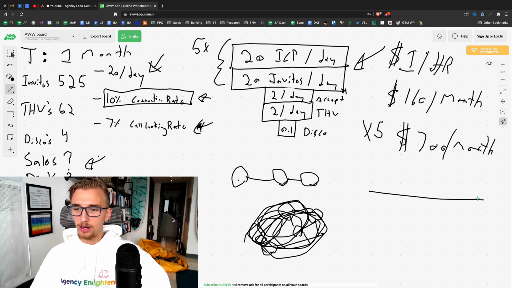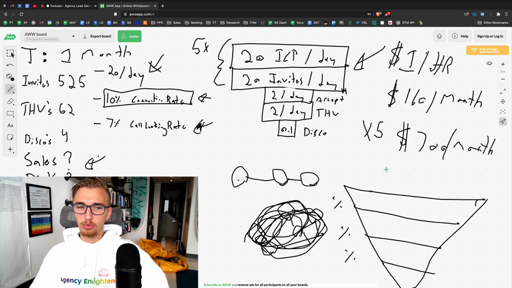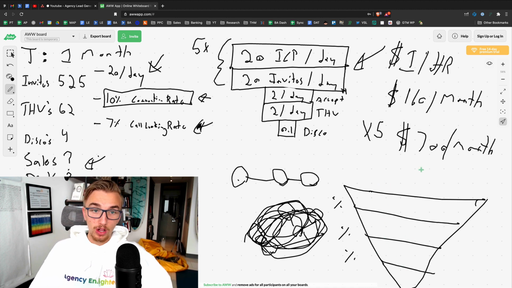You can lay it out in an easy to understand, more or less like a funnel, if you want to call it that, even though I don't like to think of it as a funnel. And you can just look at the percentages and the conversion rates along that funnel as it progresses from list building to connecting, to reaching out, to discovery calls, to sales calls, to deals closed.